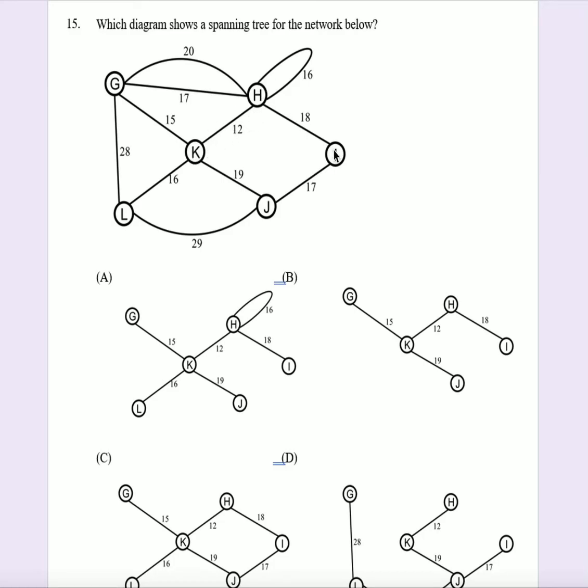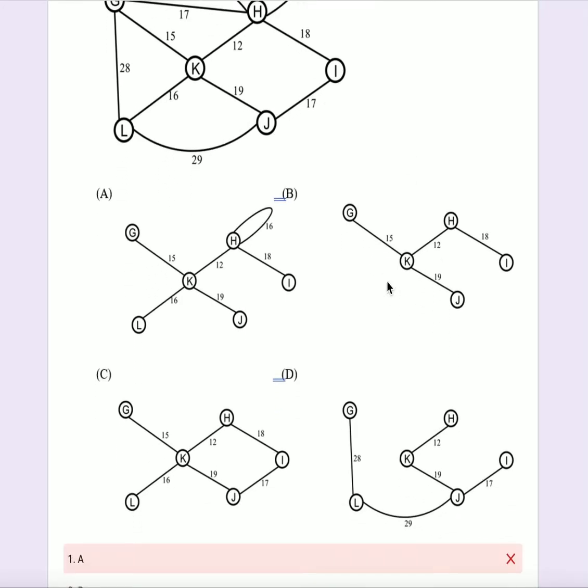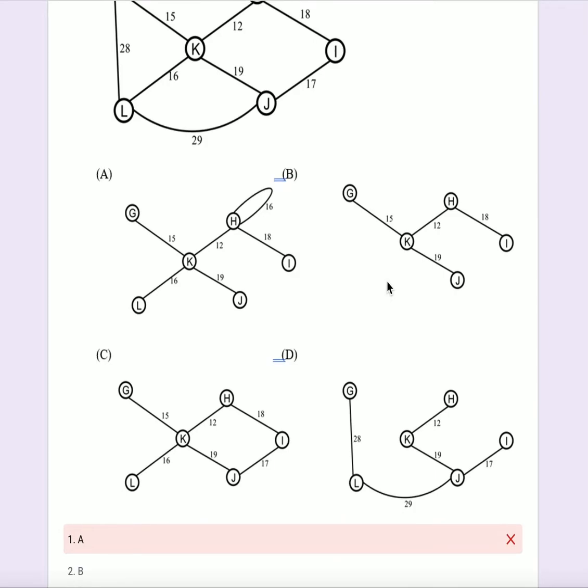So something like this here, this is a cycle. This over here, this is another cycle. We don't want any of these closed sort of circles, or we just don't want any closed shapes. We want it to be open like a tree with tree branches. So what do we have here that we can cancel out immediately? Well, I can see this loop straight away, so I know it's not A.